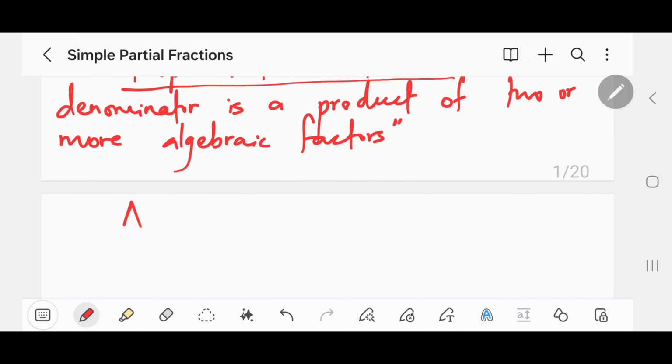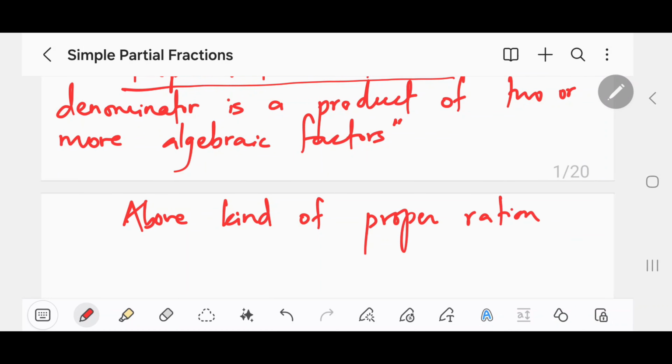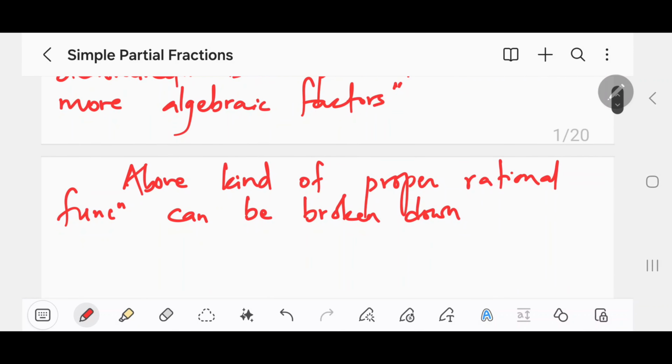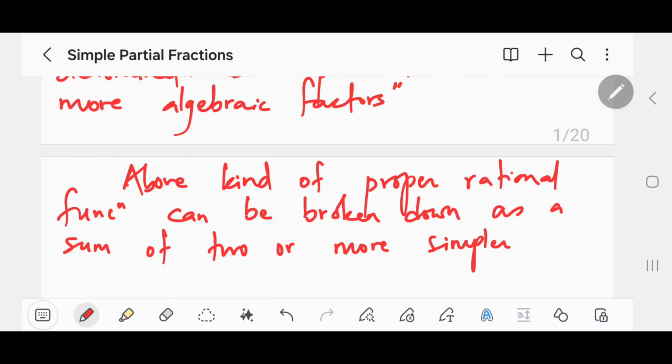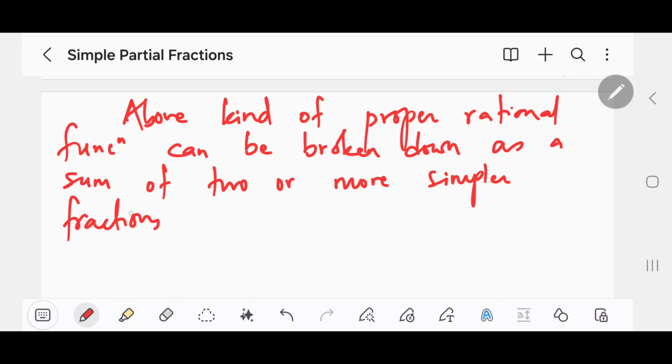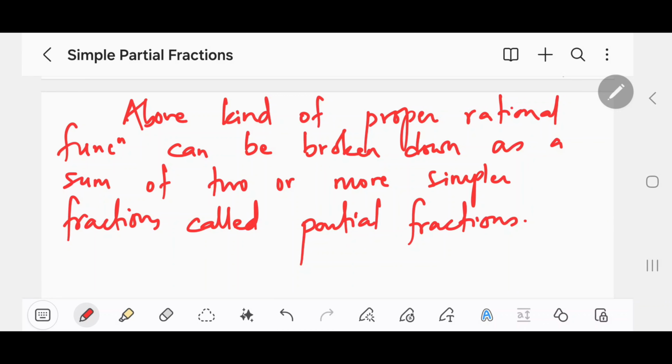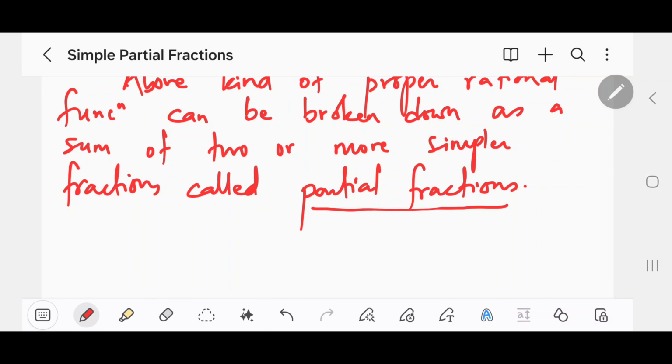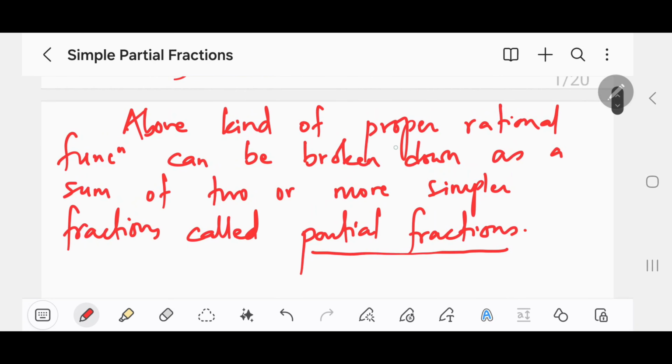Okay, the above kind of proper rational function can be broken down as a sum of two or more simpler fractions called partial fractions. Okay, and these partial fractions each have their denominator as one of the factors of the denominator of the proper rational function.